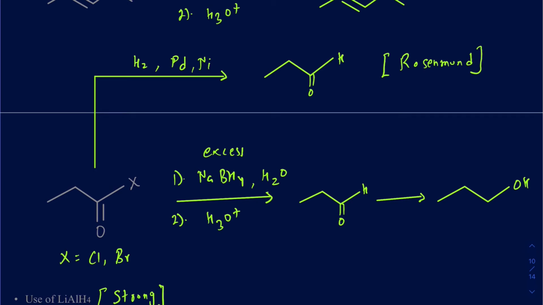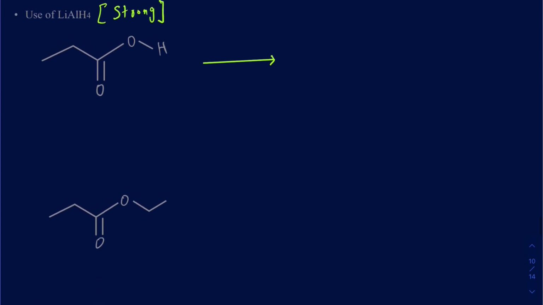But if you want to convert it from the aldehyde to the primary alcohol in the presence of H2 and the catalyst, you will need a high pressure and high temperature, but this could be done under relatively mild conditions. Let's go down here.